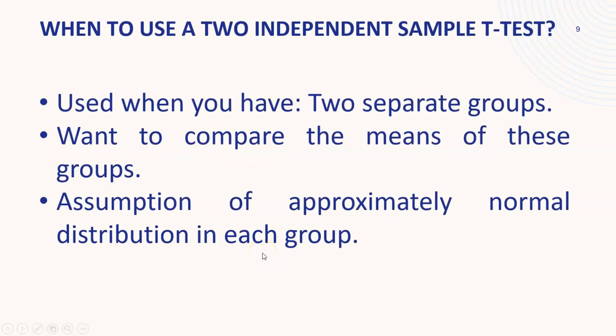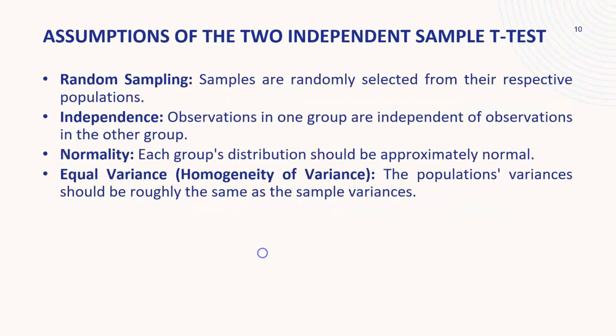Now, when do you use the two independent sample t-test? This is another very important point. When you have two separate groups, when you have to compare the means of these two groups, and your data has to be normally distributed. These are certain situations where you can apply two independent sample t-test.